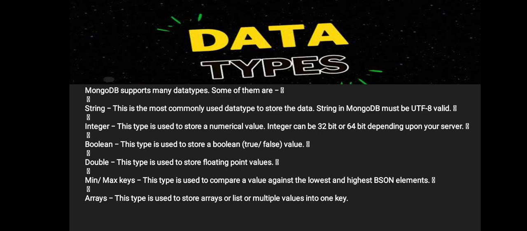Integer. This type is used to store a numerical value. Integer can be 32-bit or 64-bit depending upon your server. Boolean. This type is used to store a Boolean true or false value. Double. This type is used to store floating point values. Min or max key is used to compare a value against the lowest and highest BSON elements. Array is used to store arrays or lists or multiple values into one key.